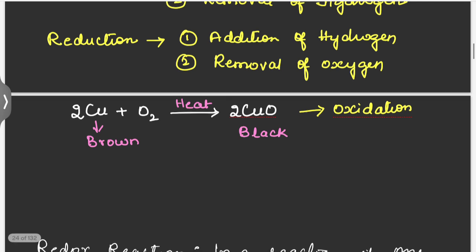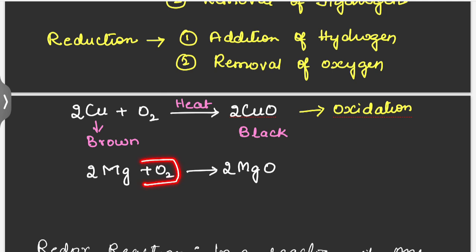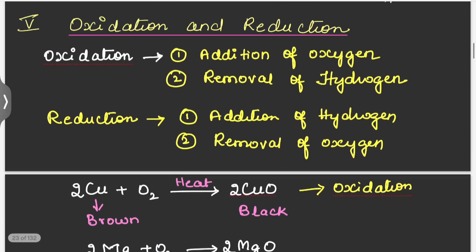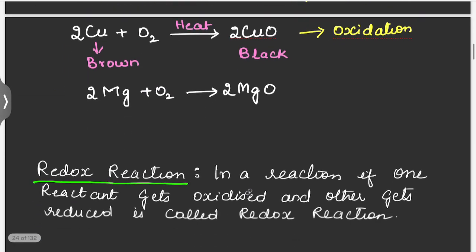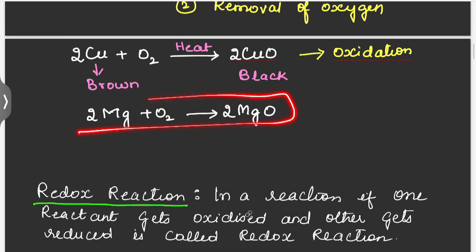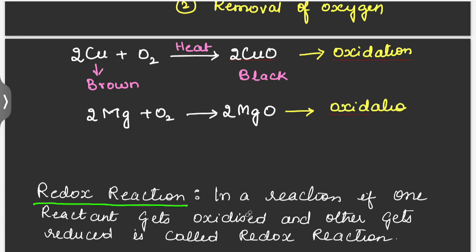Let us take magnesium. Magnesium reacting with oxygen to form magnesium oxide. Balance this reaction. What type of reaction is this? See what you are adding: addition of oxygen. Addition of oxygen is what? Oxidation. Therefore we can say this is an oxidation reaction. So I'll write here, this is an oxidation reaction. Let us take one more example. This is the first example, this is the second example, and let us take the third example.